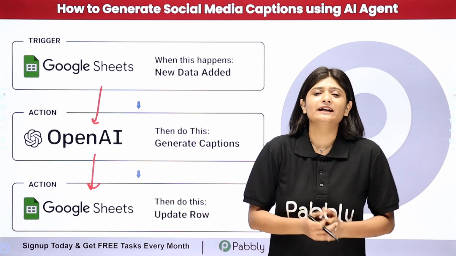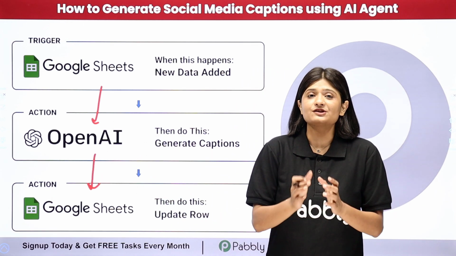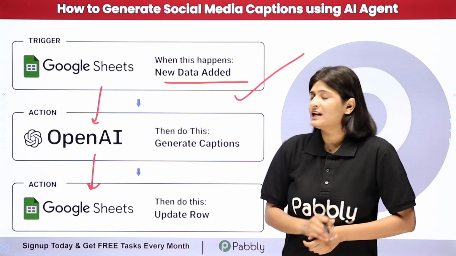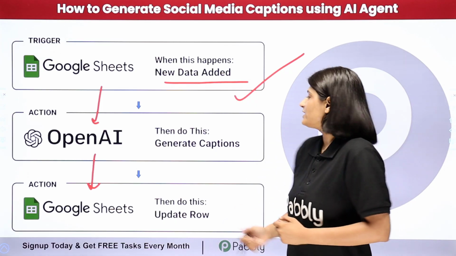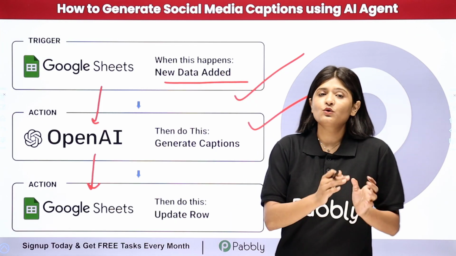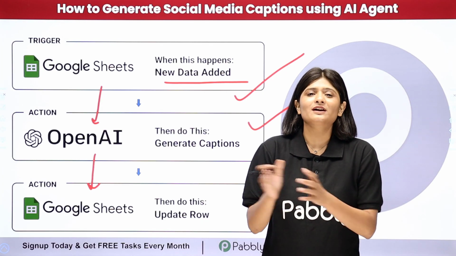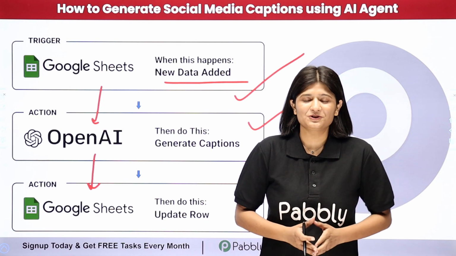With the help of Pabbly Connect, I am going to build this connection in such a way that whenever I am going to add a new data in my Google Sheet spreadsheet, the caption will be automatically generated with the help of OpenAI and the rows will be automatically updated in my Google Sheet spreadsheet. Now, if you want to learn the step-by-step process, then let me take you all to my screen.